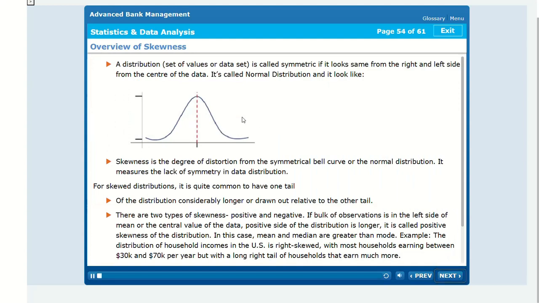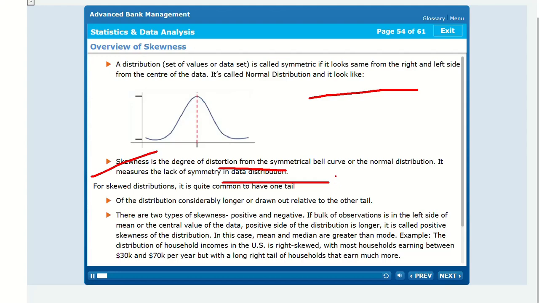Overview of skewness. A distribution is called symmetric if it looks the same from the right and left side from the center of the data. It's called normal distribution and it looks like this. Skewness is the degree of distortion from the symmetrical bell curve or the normal distribution. It measures the lack of symmetry in data distribution.